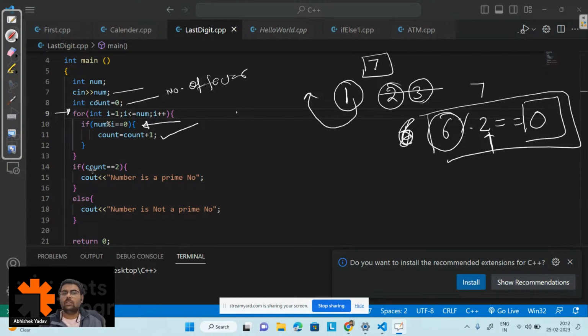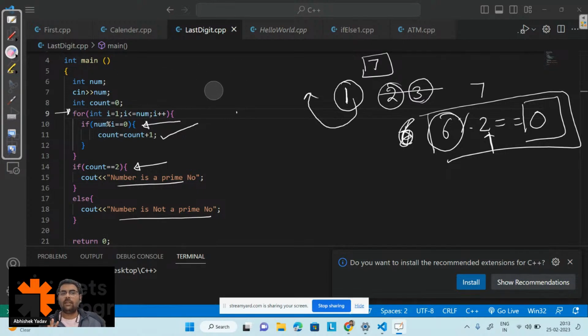So this for loop will run n times, and after that, at line number 14, I am checking whether the value of count is equal to 2. If I have just two unique factors, that means the number is a prime number, else the number is not a prime number.